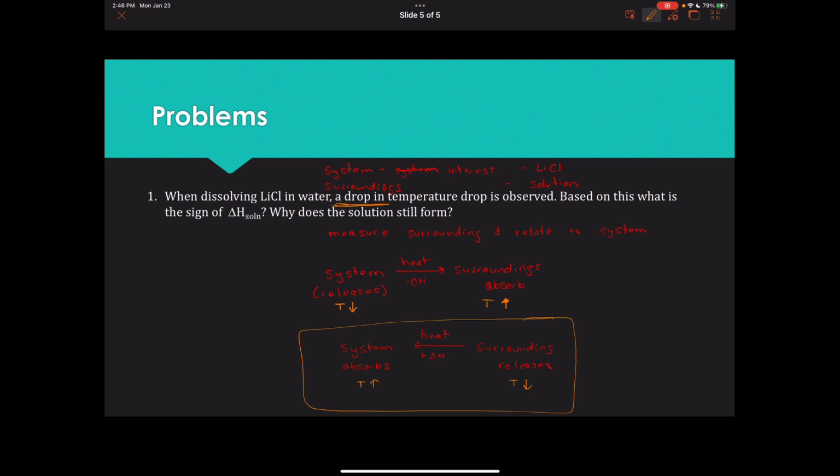The reason our solution is still going to form is because remember we've got the other component of that free energy, we've got the entropy. We're going to have a large enough entropy gain that it offsets that energy. So this is going to be entropy driven, since it's the entropy that is going to be guiding our solution formation and our spontaneity.